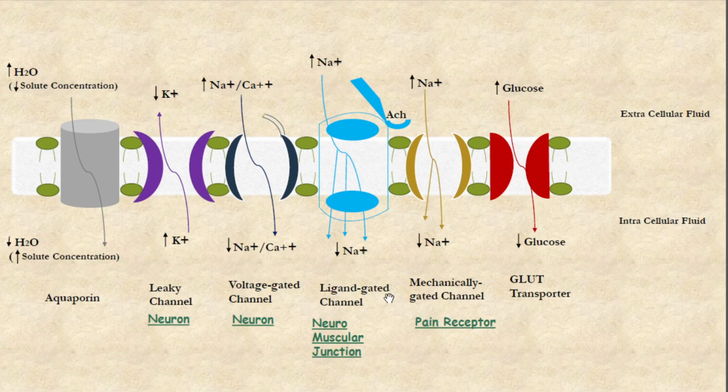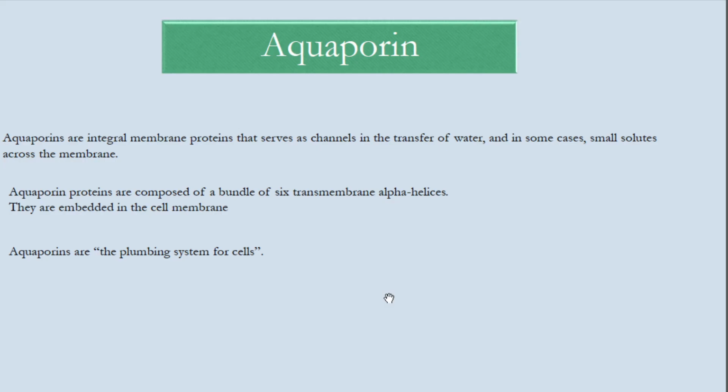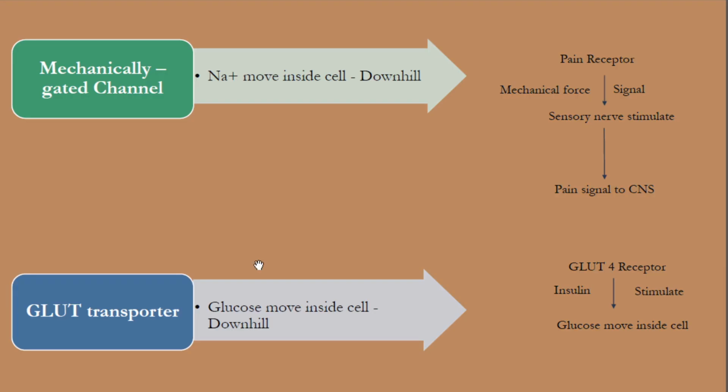Now the next one is the pain receptors, or we can say the mechanically gated channel. When a mechanical force is applied, the pain receptor or the channel gets opened up. Means when a mechanical force is applied, the sensory nerves get stimulated with the signal, and the signal is sent to the CNS to open up the channel for the movement of sodium inside the cell.